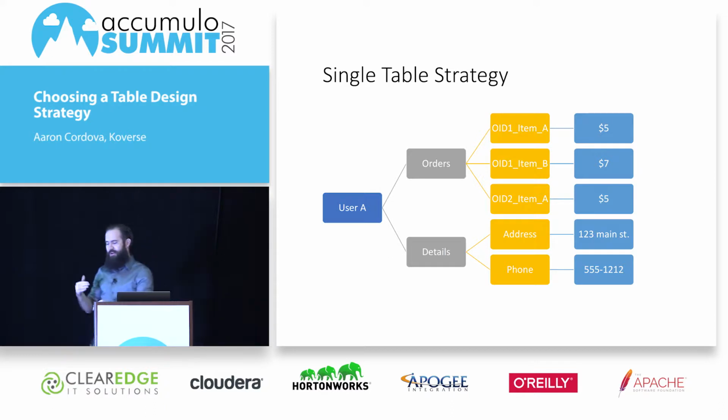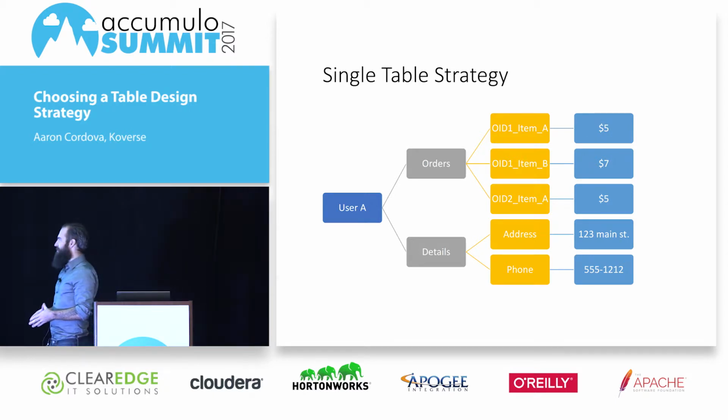So for example, if I'm always looking up a user by his user ID, like user A, then my lookups are always going to be fast. But even if I want to scan across several users and only pull out their phone numbers, that's also reasonable to do, because you can use things like Accumulo locality groups to scan across a subset of columns.